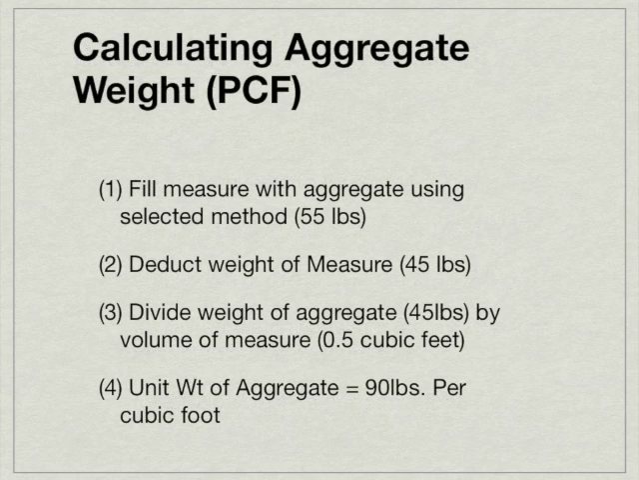Now that we know the volume of our bucket, we can go ahead and weigh our aggregate. Here we need to select a procedure. We can use the rodding procedure, the jigging procedure, or the shoveling procedure. Once our bucket is full, we want to weigh it. In this case, let's assume that it weighs 55 pounds. We can now deduct the weight of the bucket, leaving us with 45 pounds of aggregate. Now we simply divide the weight of the aggregate by the volume of the bucket, and this will give us 90 pounds per cubic foot.